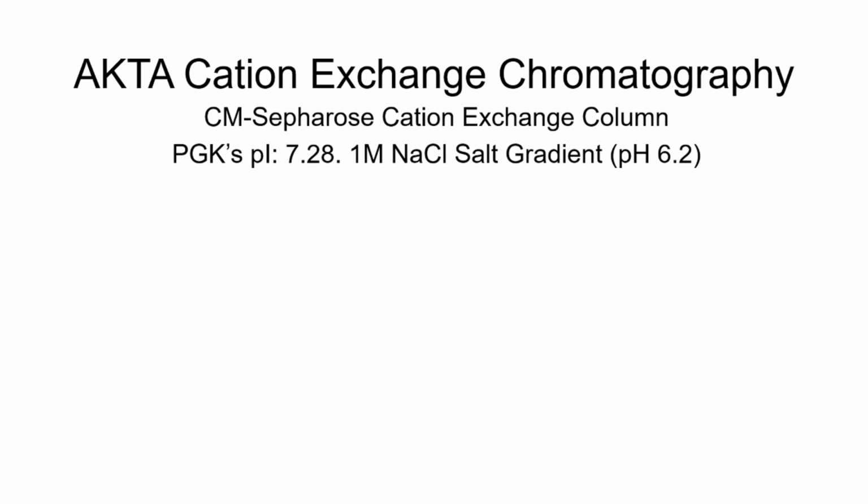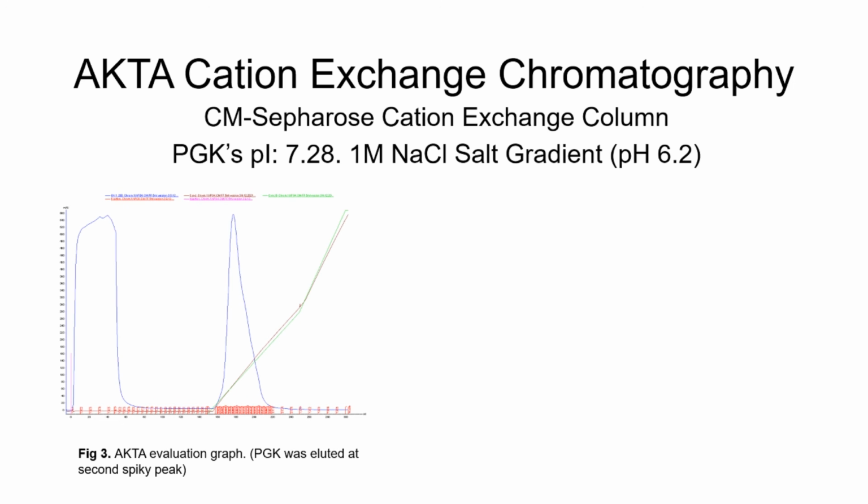So the final major step in the purification process was doing cation exchange chromatography with the ÄKTA. The specific column used was a CM Sepharose cation exchange column. Just some details here: PGK's isoelectric point was about 7.28. To accommodate this, the buffers used were pH 6.2 to give PGK its overall net positive charge. PGK was then eluted using a 1 molar sodium chloride salt gradient, and as you can see here in figure 3, there is a nice spike showing where PGK had been eluted.